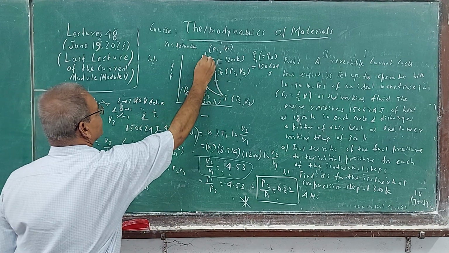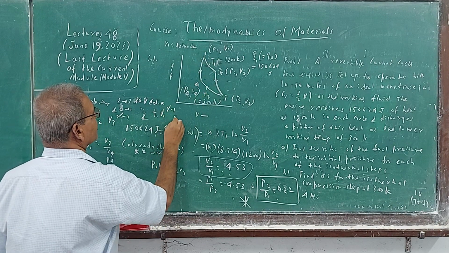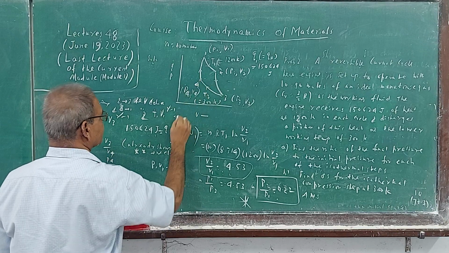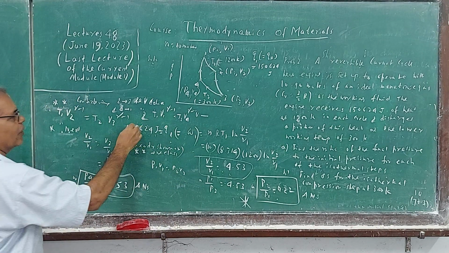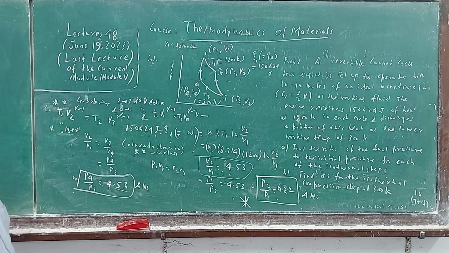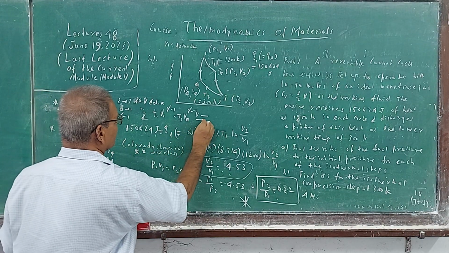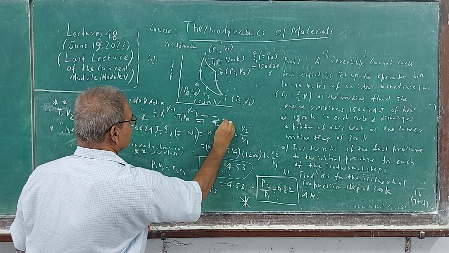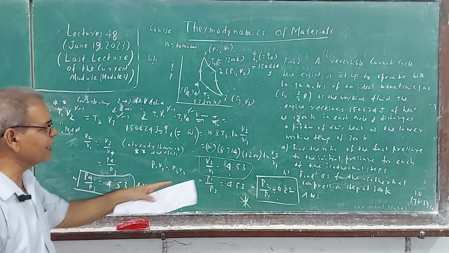For this adiabatic, T1 V1 to the power gamma minus 1 equals T2 V4 to the power gamma minus 1. So you get T1 by T2 from this, and T1 by T2 is the same, so you get it back. Actually, you should show this also, in case you have doubt, or you can explain this. These two problems are over.